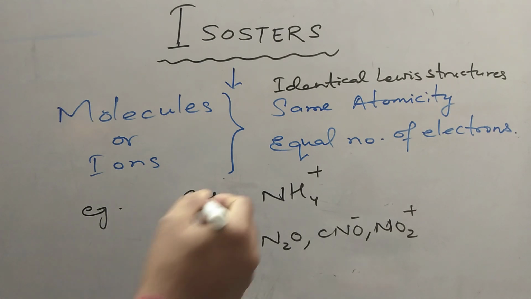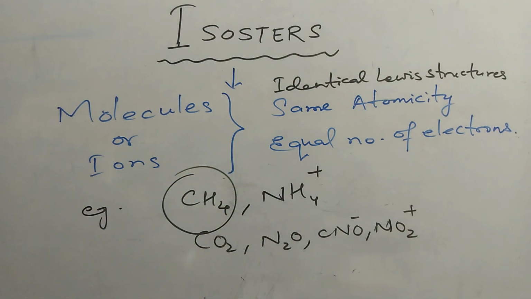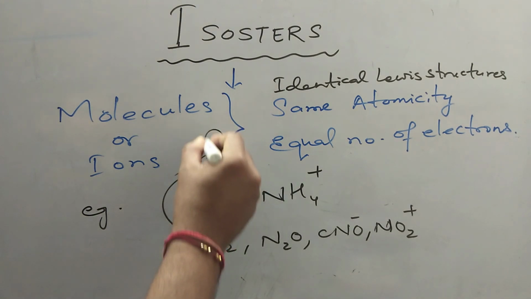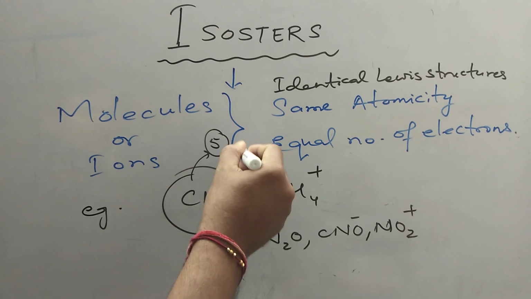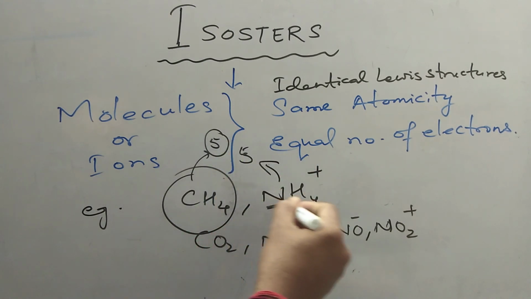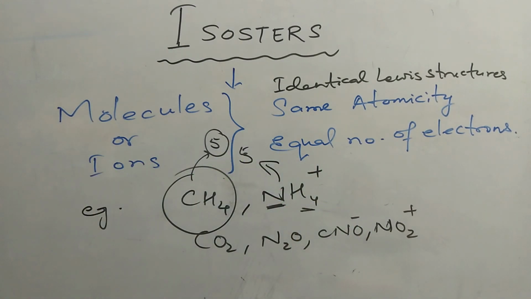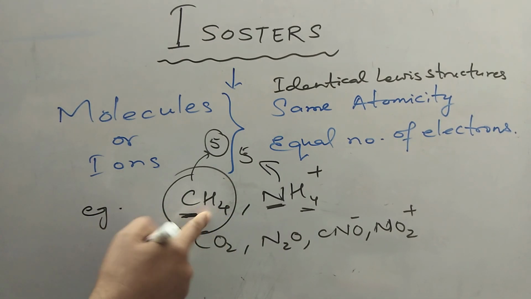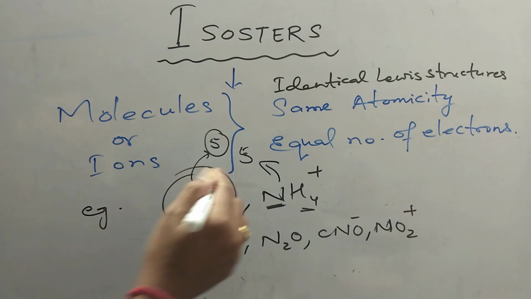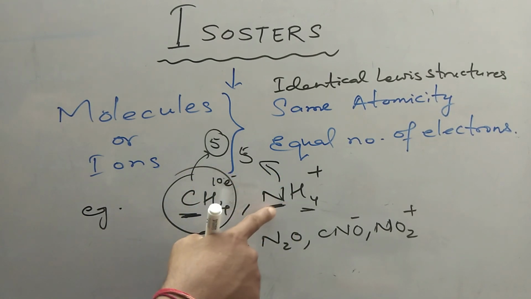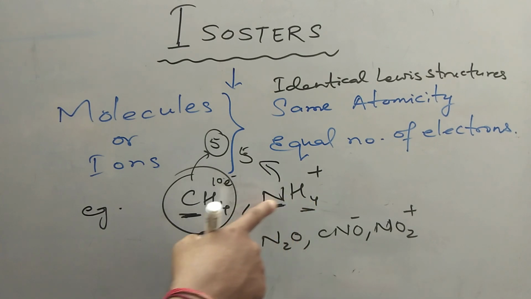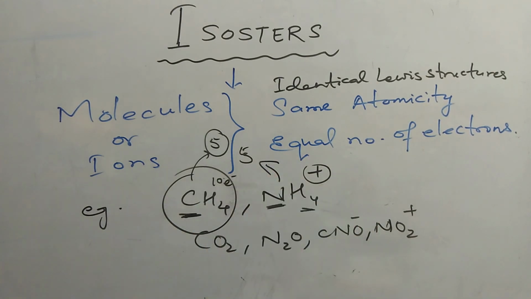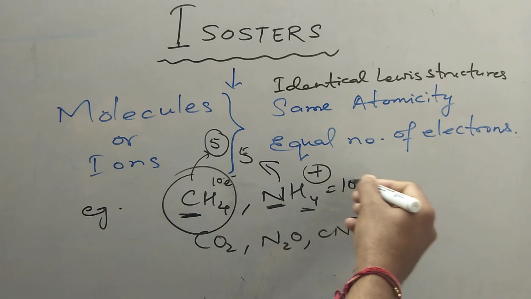Look at this, methane. The atomicity of methane is 5 and the atomicity of the ammonium ion is also 5, because there is 1 nitrogen and 4 hydrogen, that makes it 5. Now let's count the number of electrons. Carbon has 6 electrons, hydrogen has 1, so 4 hydrogen makes 4, so there are 10 electrons. Nitrogen has 7, hydrogen has 1, so 4 plus 7 is 11, and 1 positive charge decreases 1 electron, so there are 10 electrons.